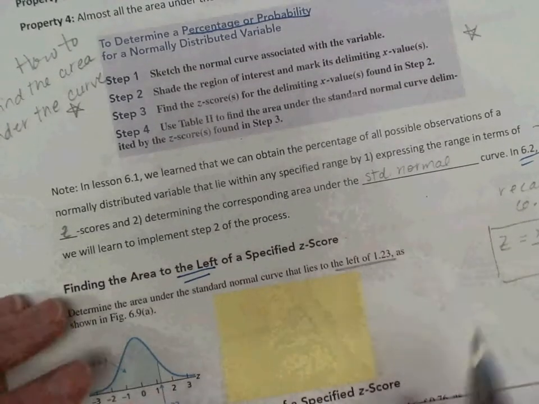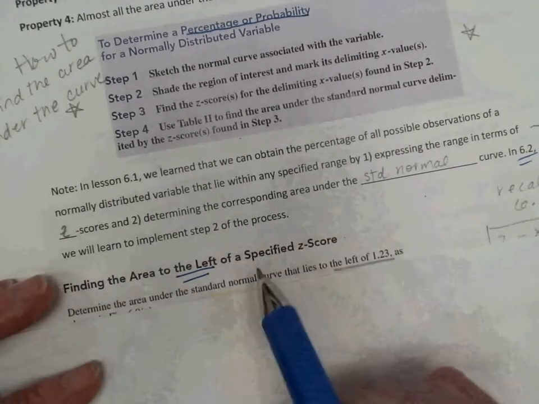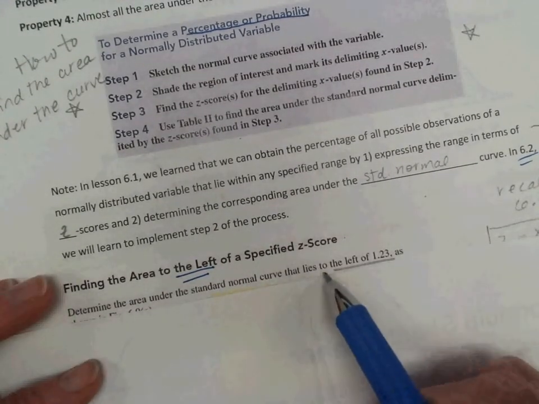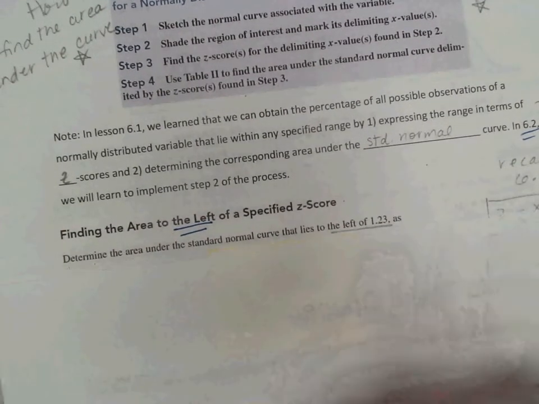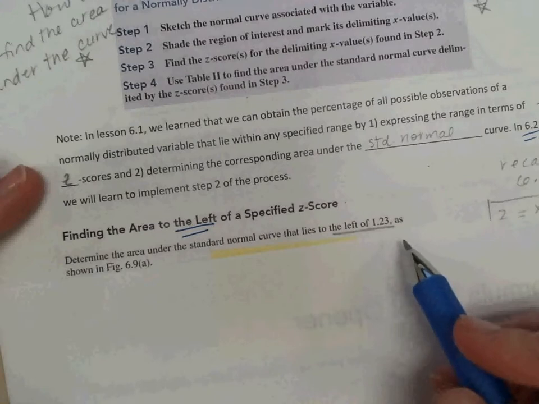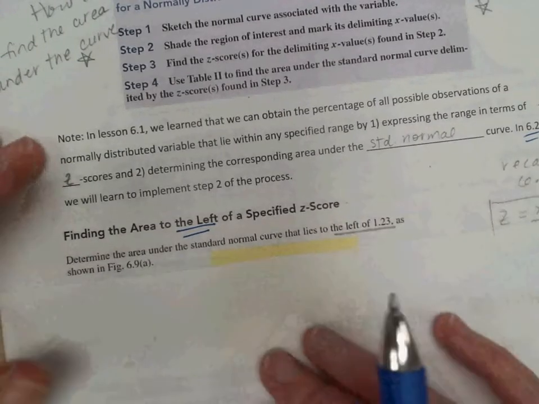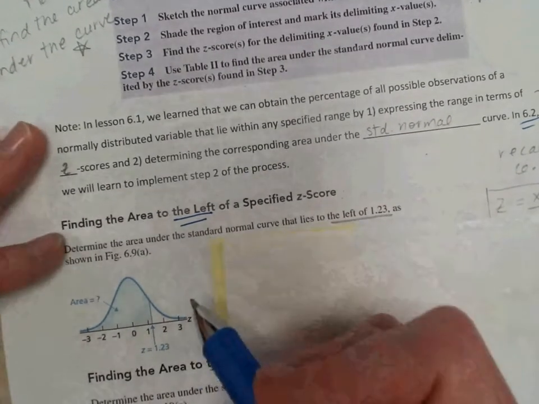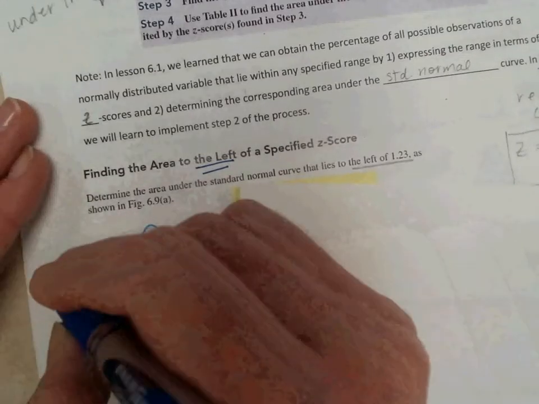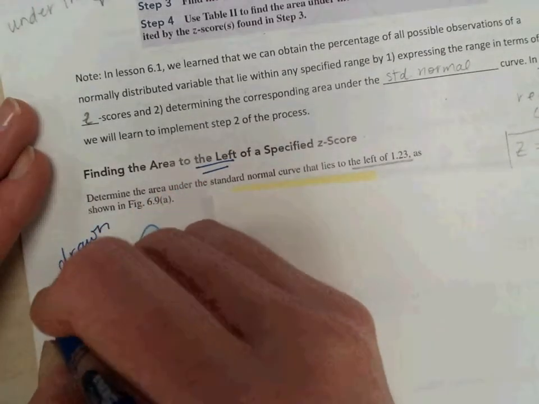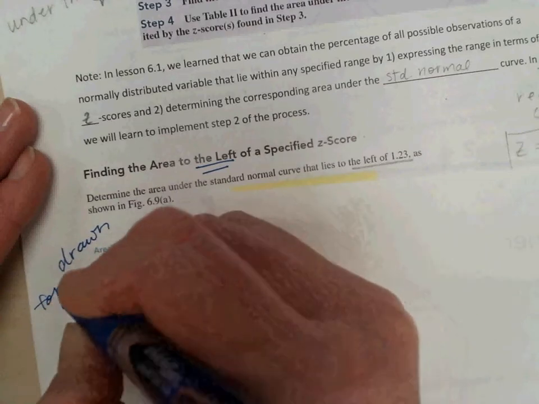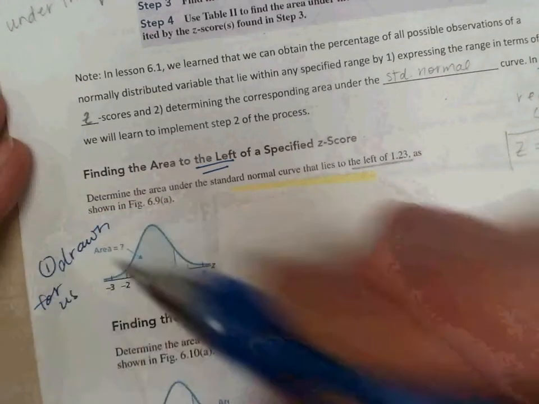The question asks us to determine the area under the standard normal curve that lies to the left of 1.23, as shown in figure 6.9. So you have this figure. This would be the one that you would draw, but it's drawn for us. I'm going to make a note of that just so you keep in mind that this is part of the process. This is step one of the process, to draw, but it's drawn for us.